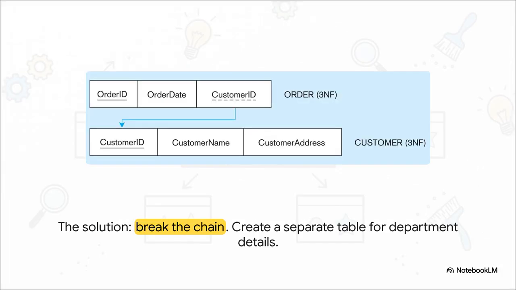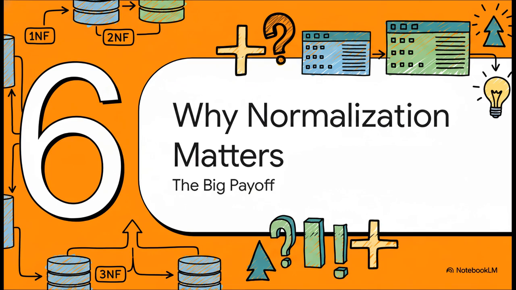And by now, I bet you can guess the solution. We break the chain. We split the table one more time. We create a whole new table just for departments, with department ID as its key. Now the employee table just needs to hold the department ID to create the link. With this change, every single piece of data in that table depends only on the key, the whole key, and nothing but the key.